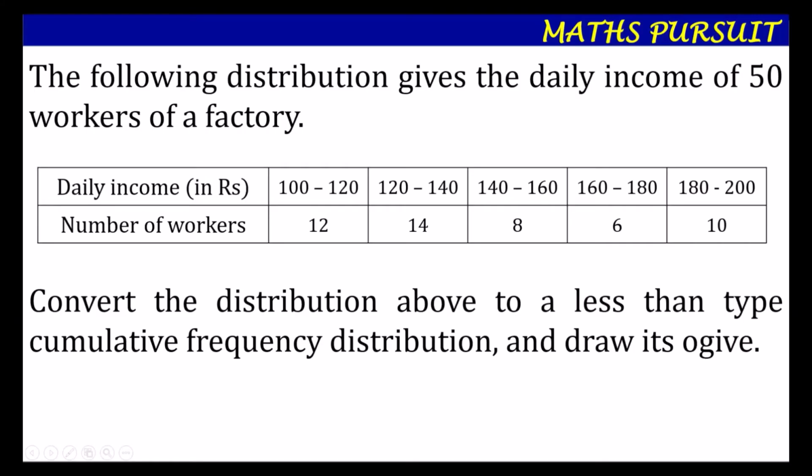The given question is: the following distribution gives the daily income of 50 workers of a factory. They have given daily income in rupees in one row and number of workers in another row. Daily income 100 to 120, number of workers 12; 120 to 140, number of workers 14; 140 to 160, number of workers 8; 160 to 180, number of workers 6; 180 to 200, number of workers 10.